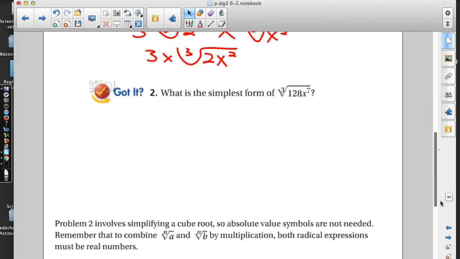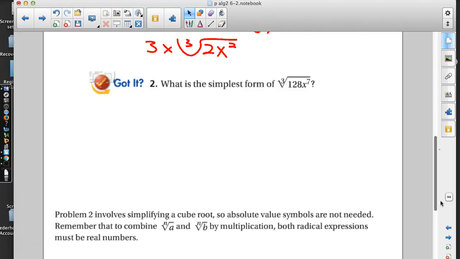All right, here's the got it. Show me 4, 3, 2, 1 on how you feel right now about these pieces together. Not bad, numbers. Try this one on your own. See what you do.